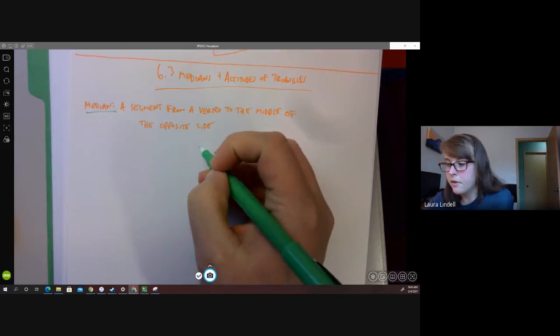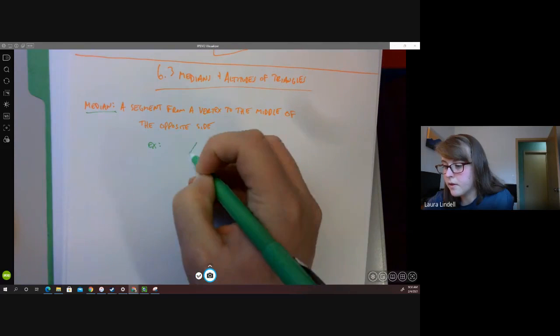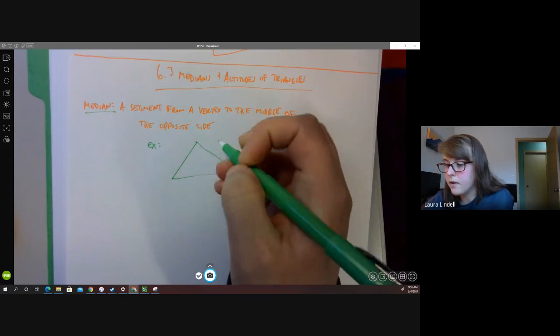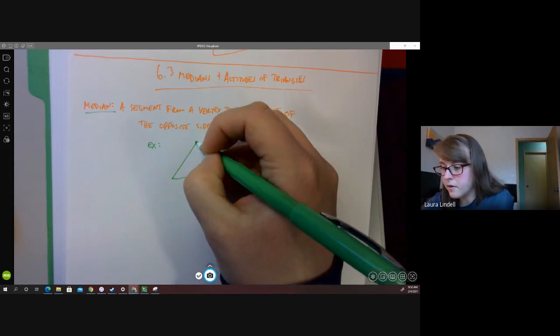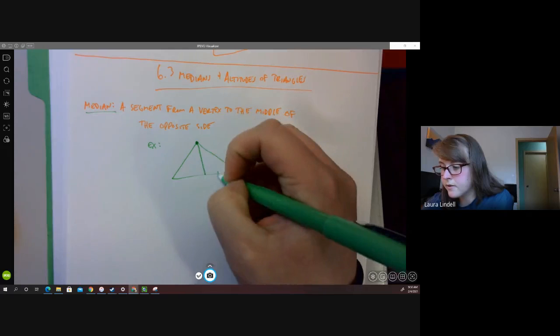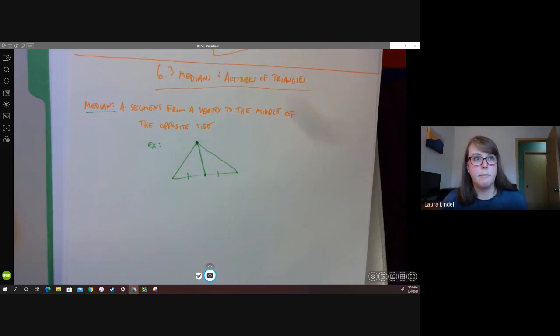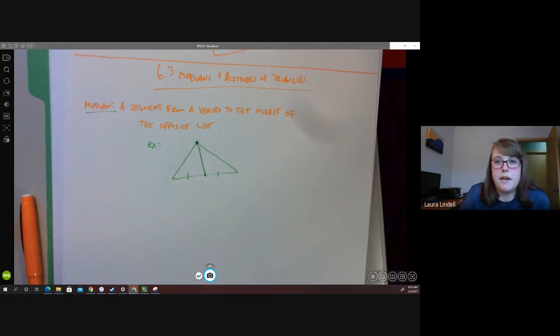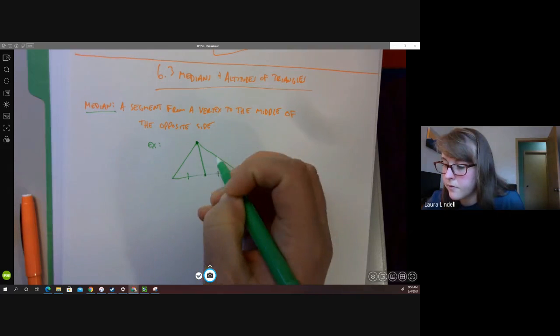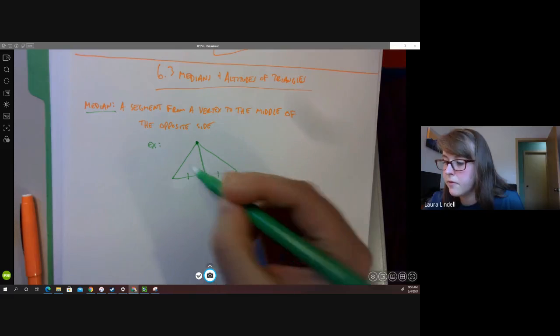Okay. So for example, if I have a segment that goes from this vertex to the middle of the side across from it, that would be a median. And any given triangle has three medians. I could draw three different medians in this picture. I could get one from this corner to the middle of this side and from this corner to the middle of that opposite side there.